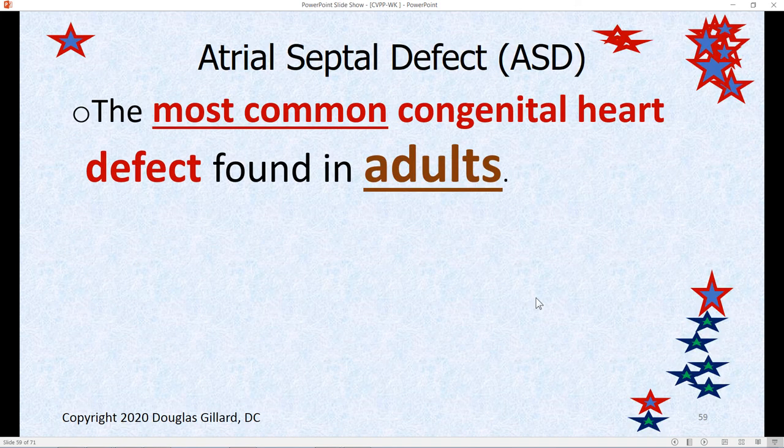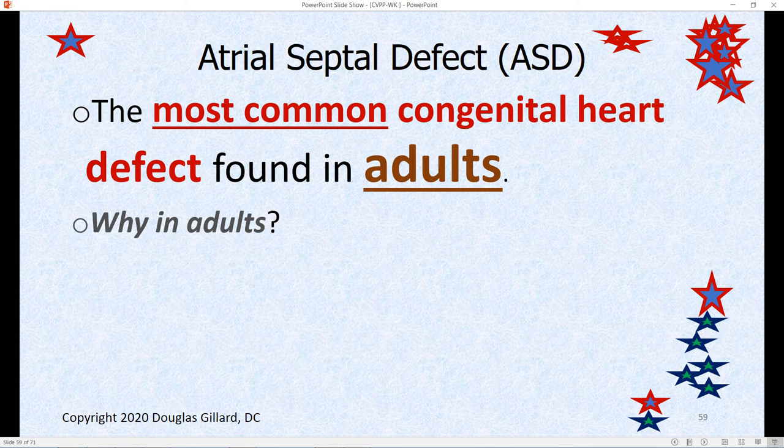Some more fun facts about atrial septal defects. It's the most common congenital heart defect found, and there's the key word, found in adults, or diagnosed in adults. Not in kids, though. How come adults? Why don't 1-year-olds who have this problem show up? Well, it takes time for this Eisenmenger syndrome to occur.